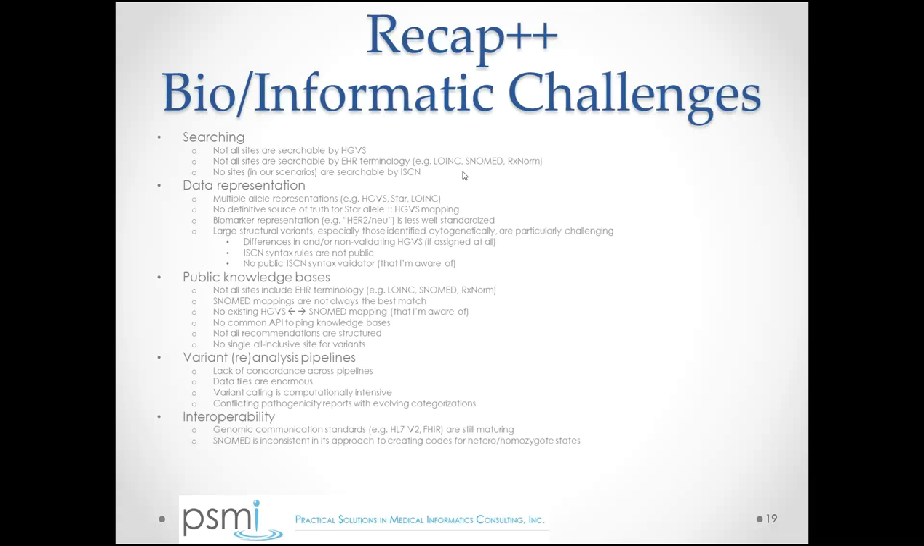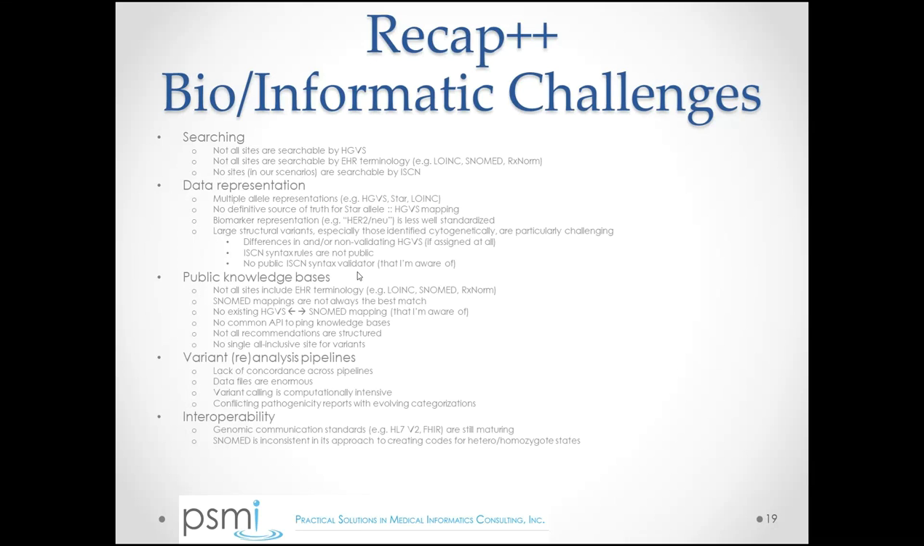Searching is an issue. You can't search all sites by HGVS. No site could be searched by that other cytogenetic syntax, ISCN. And not all sites are searchable by EHR terminologies. PharmGKB recognizes that it's not currently searchable by RxNorm, but they've publicly stated their intent to go in that direction. So searching has been a challenge, but it's a well-recognized challenge.